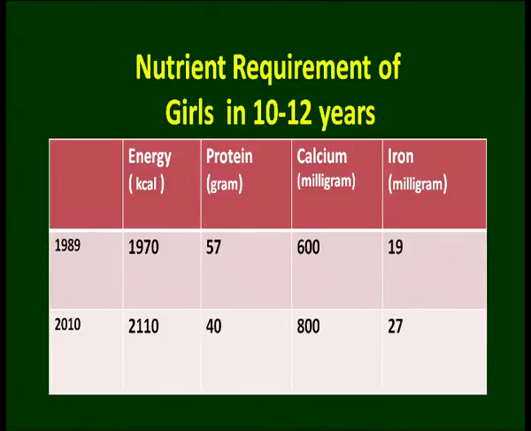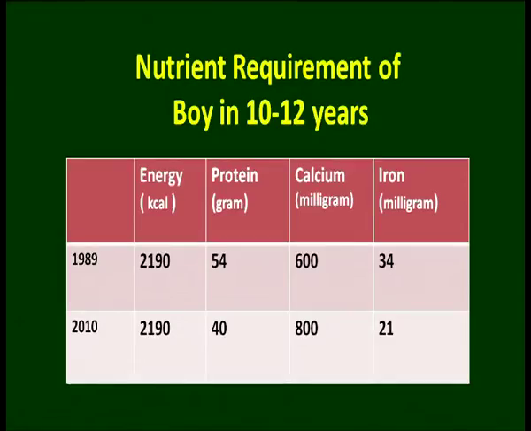So, we must not think a girl in the age group of 10 to 12 is young enough, but the nutritional requirements are very high. Again, we will see here the nutritional requirement for the boys of this age group, 10 to 12 years. The energy requirement previously and now is more or less the same. Protein requirement is 40 and the calcium requirement is 800 and iron is 21 milligram.